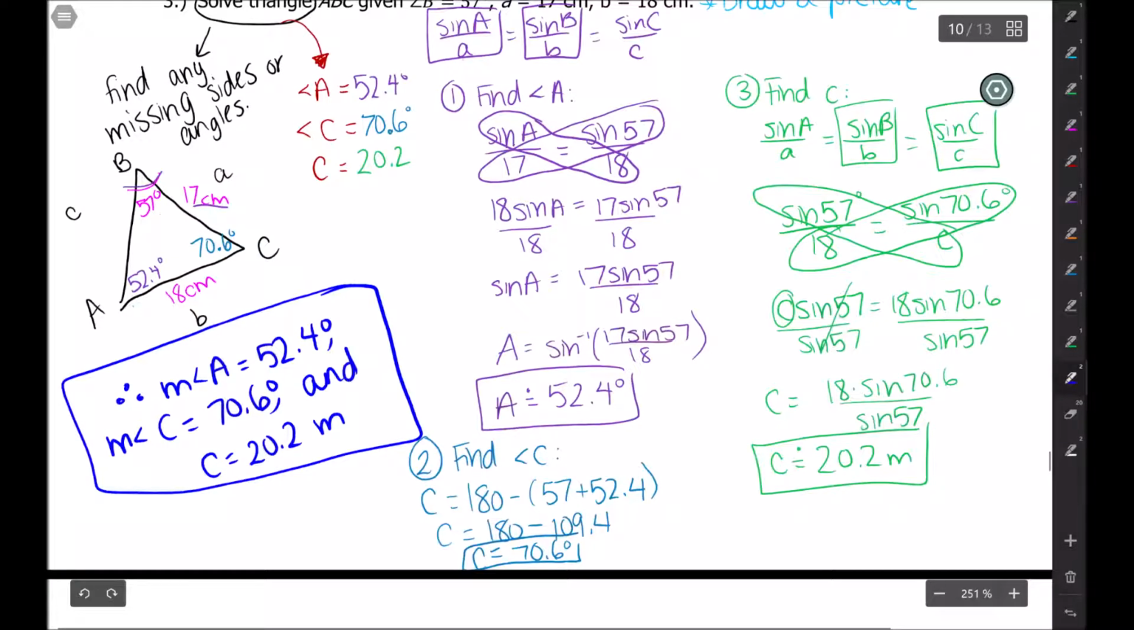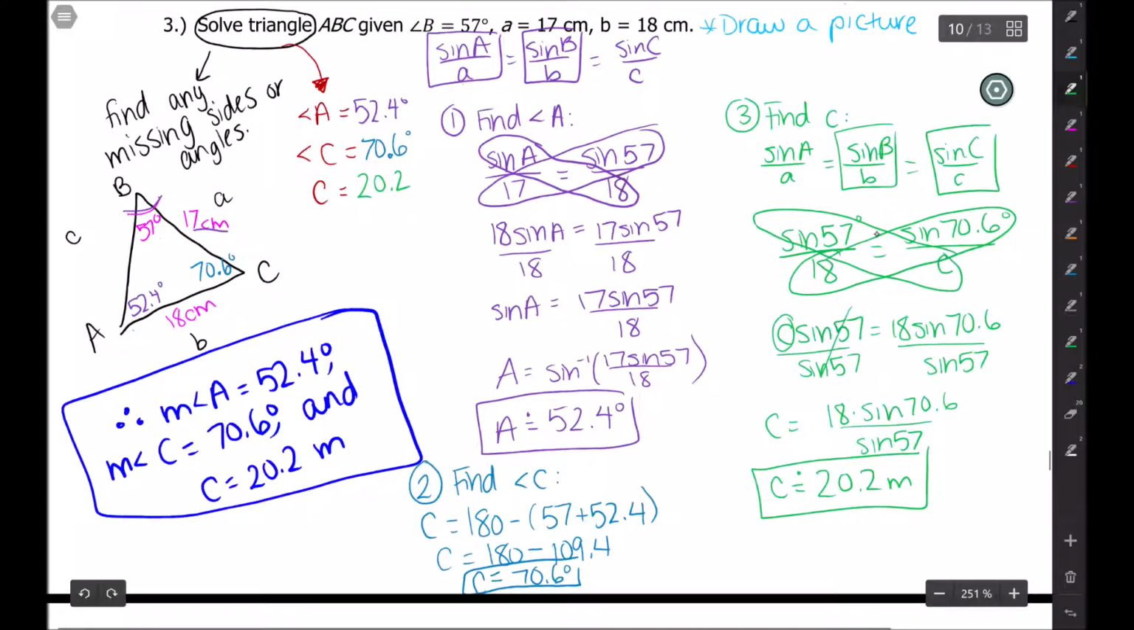Okay. Really quickly, I made a quick mistake that we need to fix here. Because A and B were given to us as centimeters, that means that side C is also in centimeters. So this should say 20.2 centimeters, not 20.2 meters.